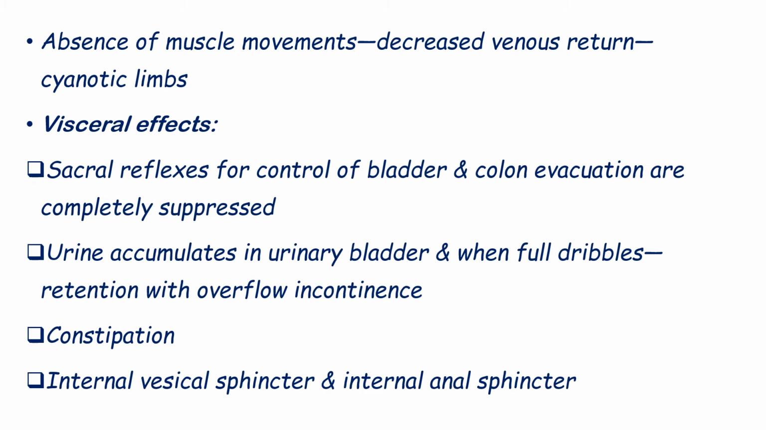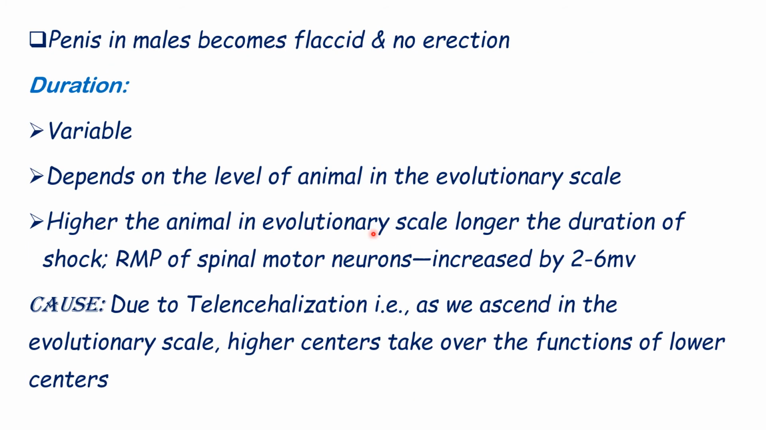So if the lesion is at T6 level, all impulses coming in from the abdominal viscera are cut off from the brain. So what will happen? Whenever there is distension of viscera or a gripping sensation, which normally you appreciate, when you want to micturate, you have that gripping sensation. When you want to pass stools, you have that distension sensation. That is completely lost in this case. And the very important feature is that in males, the penis becomes flaccid and shows no erection.